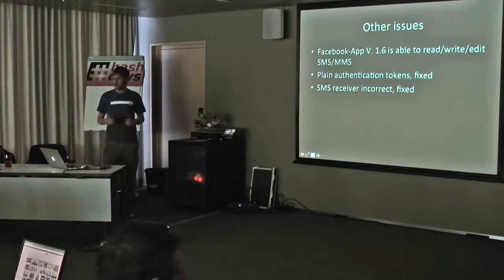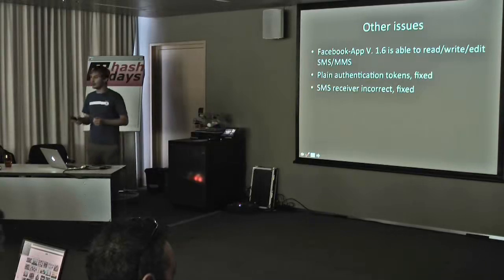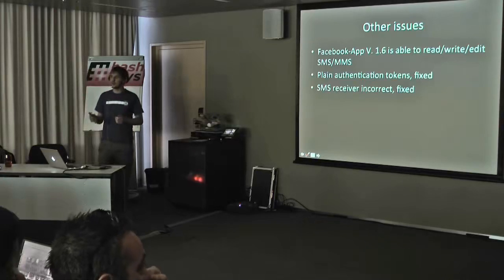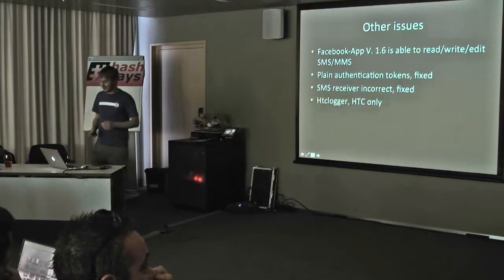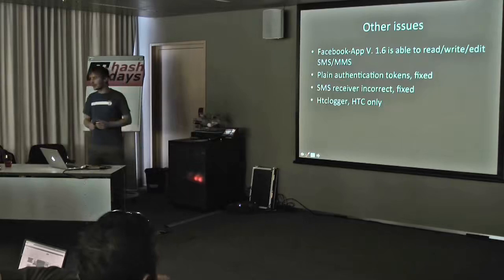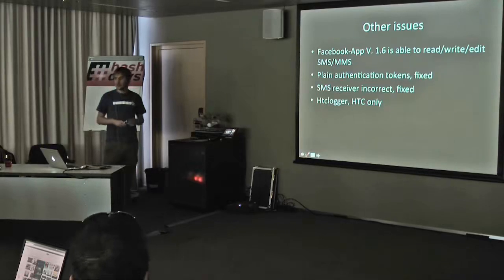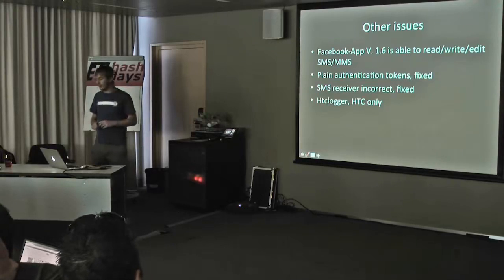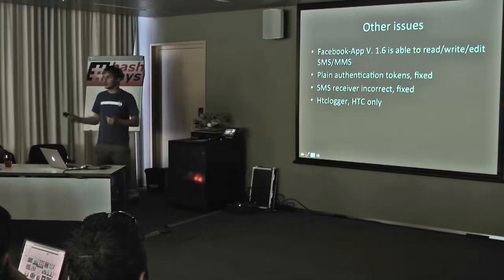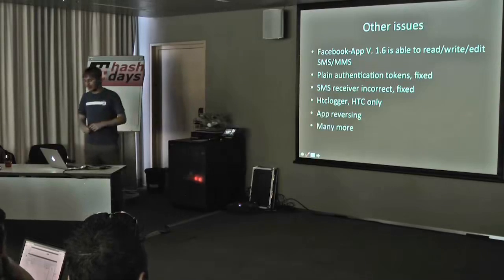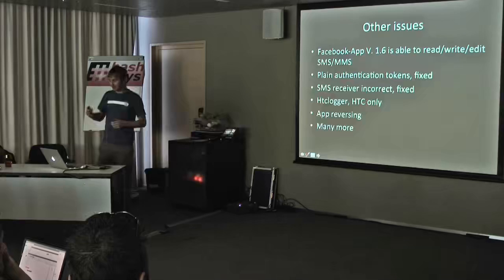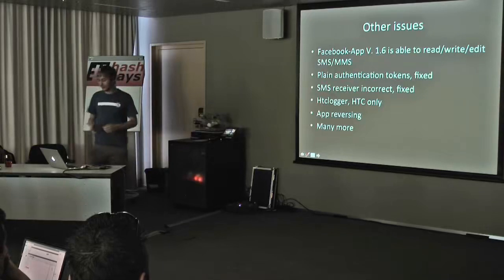And sometimes the SMS received was just simply incorrect. So you were writing an SMS to your girlfriend, but in the end, your boss got the SMS. So it was quite strange. Another issue was just uncovered some weeks ago, the HTC logger, which is a service running on HTC phones, and you can query it, for example, for the geolocation, even when your app doesn't have the permission to access the geolocation. Of course, there's also some app reversing going on. I'm not the first one doing this, and it's getting more and more. And of course, there are a lot of other issues.